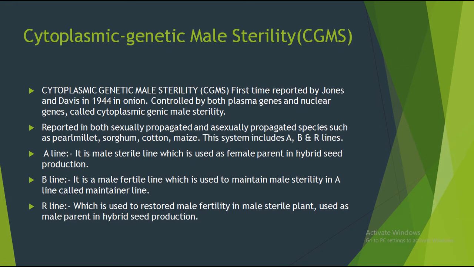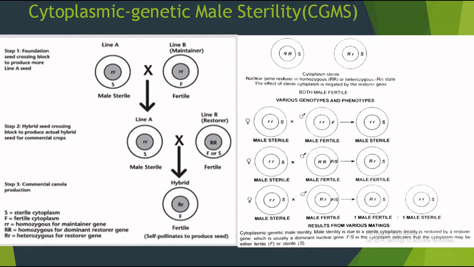Now cytoplasmic genetic male sterility. Here the male sterility is not only controlled by the cytoplasmic gene, but it is also controlled by the nuclear gene. So both play a role in cytoplasmic genetic male sterility. Here we use three lines: A line, B line, R line. We already know what the A line and B line are, so we will only focus on the R line. The R line is used to restore male fertility in male sterile plants, used as the male parent in hybrid seed production. So we will get a clearer idea now.